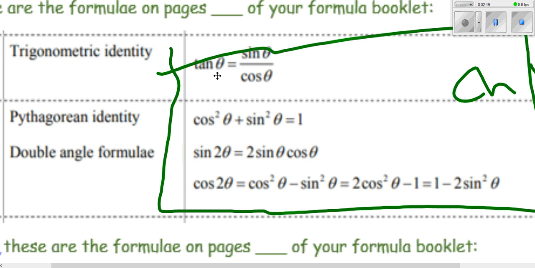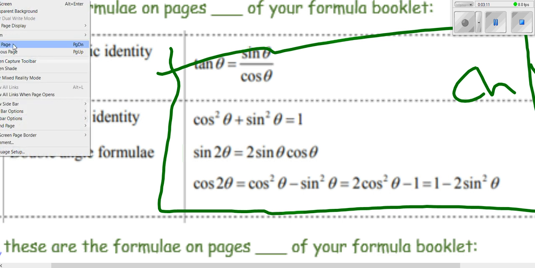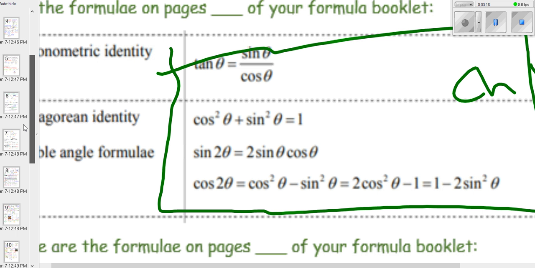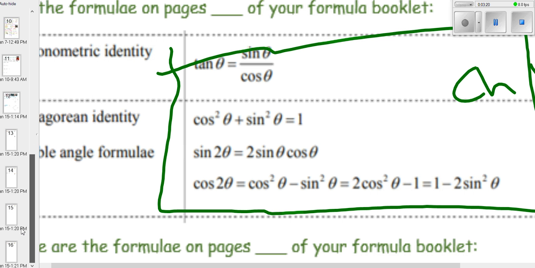The double angle formula for cos is a trickier one because there's more than one version of it. There's cos 2 theta equals cos squared theta minus sine squared theta. Instead, you could have cos 2 theta equals 2 cos squared theta minus 1. Or we could have 1 minus 2 sine squared theta. In the formula booklet, they're given to you that way.